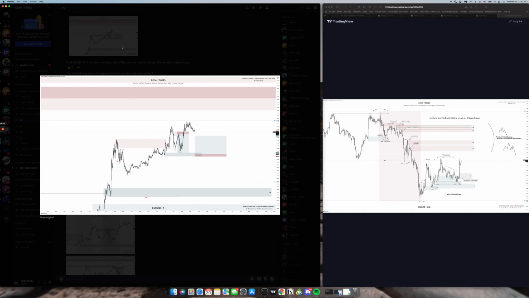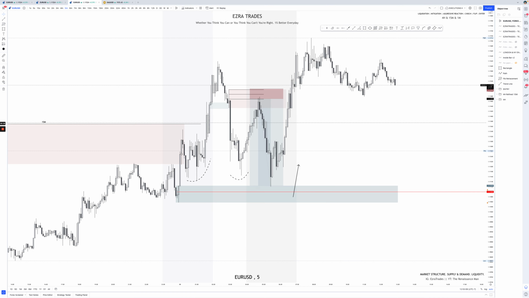I had 2 pending orders. My refined buy did not get triggered. My sell trade did get hit, and I hit the TP perfect before news came out.